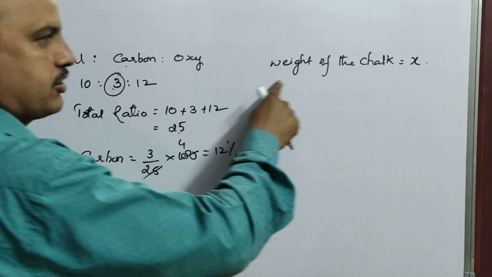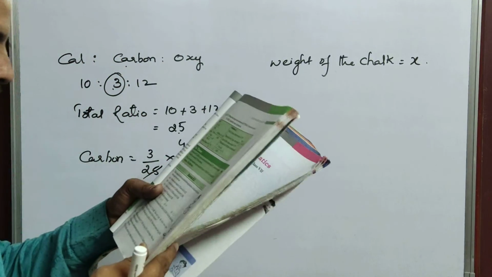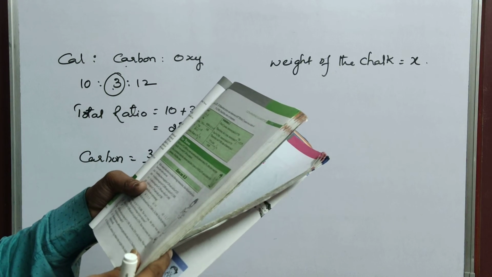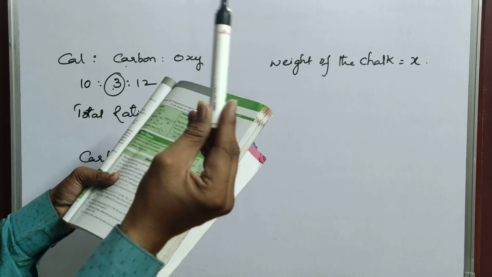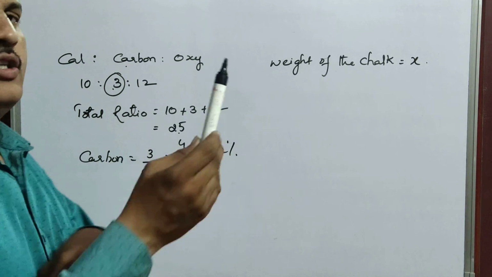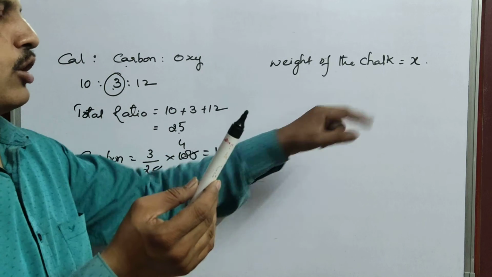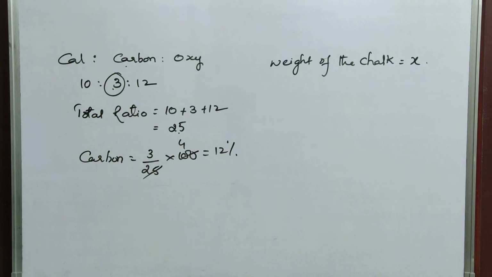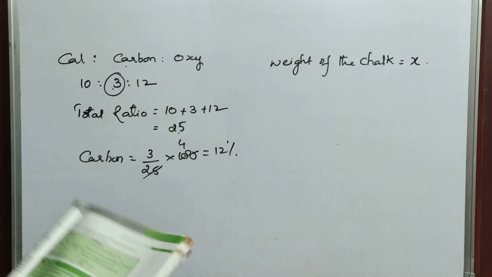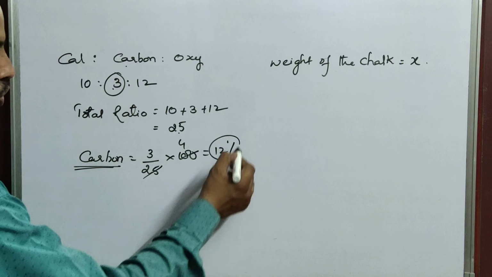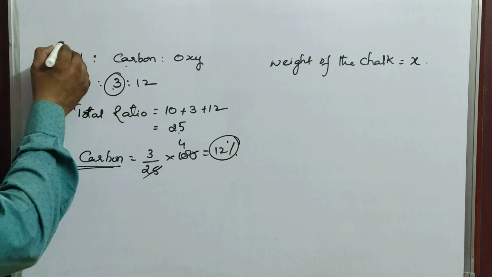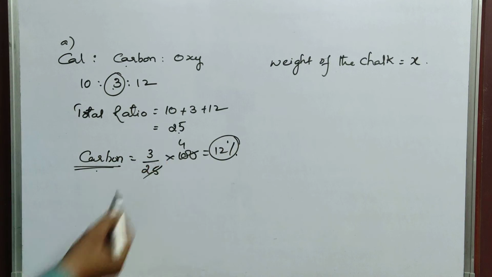The total weight of the chalk stick we don't know, that is X. But already how much is there? The carbon is 3 g. But he is asking what is the total weight of the chalk. So total weight we don't know, so you have to consider it as X. But here he has to give at least what percentage, no? In the question, carbon percentage is how much? 12%. In the before question, carbon percentage is 12%.